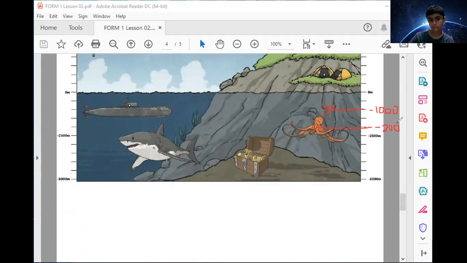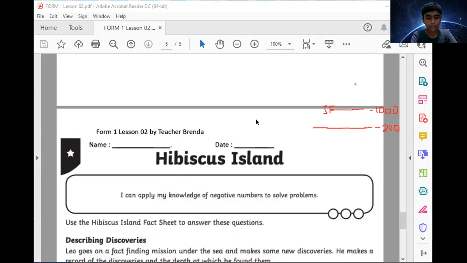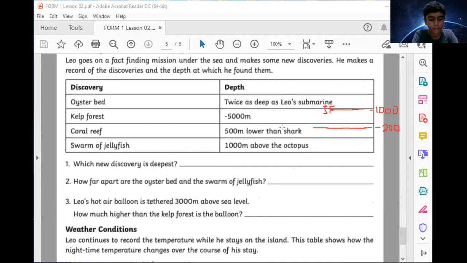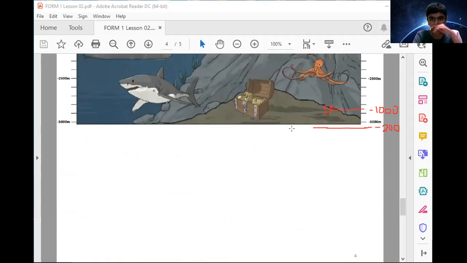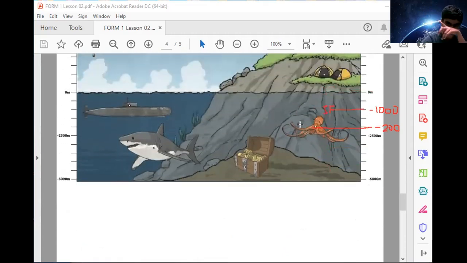The jellyfish is 1000 meters above? Without paper, it's very difficult. You guys are having paper, so it should be easier for you to do. 1000 meters above the octopus. Yes, the jellyfish is 1000 meters above the octopus. So you know now the position of the jellyfish already. Okay. Now what is the other creature?